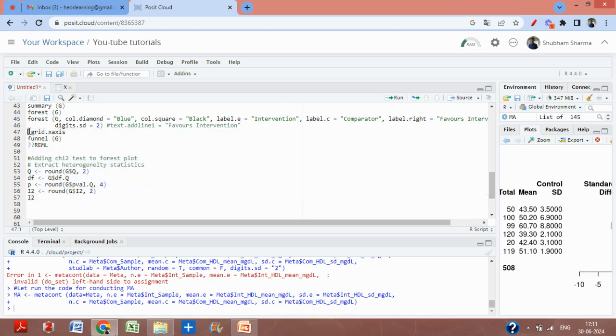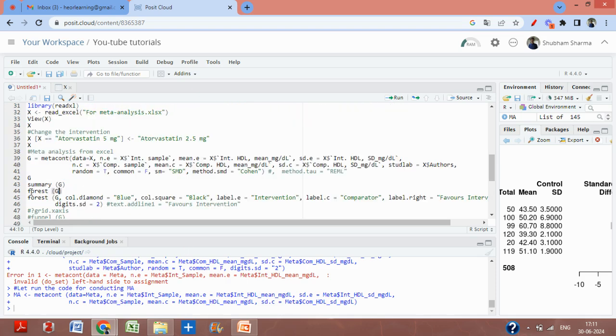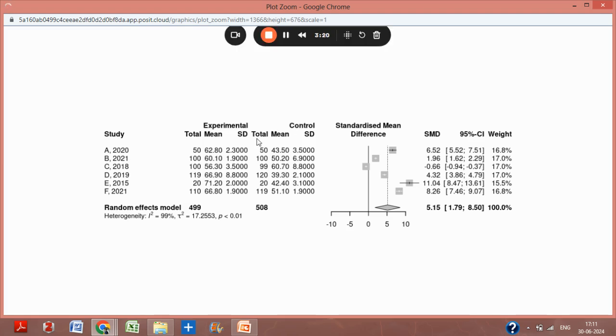Let me put it in a comment format. Hashtag. The feature in RStudio is that if you put a hashtag before it, R will not run it. It will just consider it as text. Okay, let me run this thing for the plot, and then we will understand what all things we are missing and put all the things together.